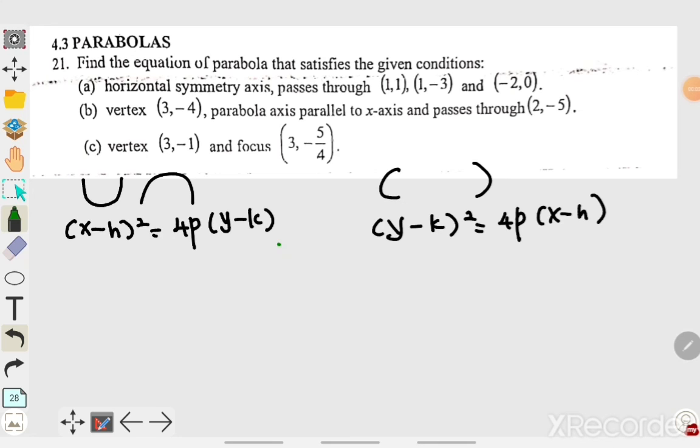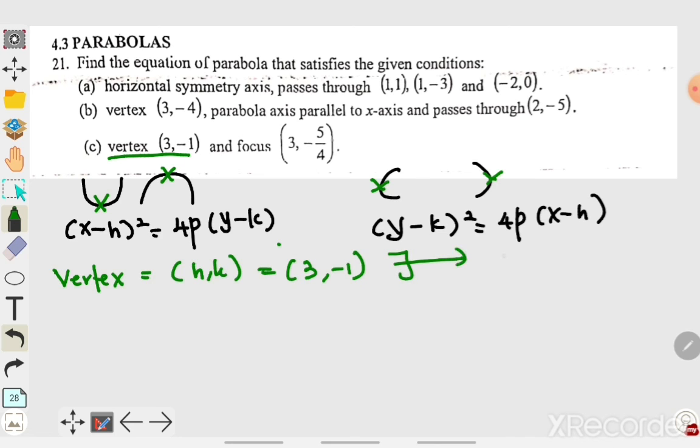Okay, let's move on to the last question. I think this can be the last question. So what we have here, the vertex is (3, negative 1). As we know, for the parabola the vertex is (h, k). So (h, k) now equals (3, negative 1). From here, we have h equals 3 and k equals negative 1.